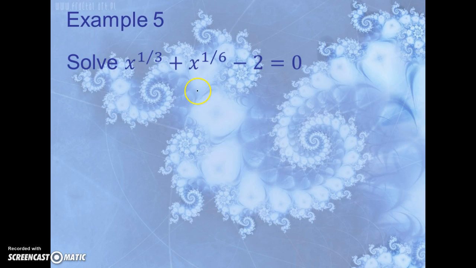As it so happens, if I just let u be x to the 1/6, this whole problem becomes u squared plus u minus 2. Now this suddenly went from something that's a disaster to something that looks really normal. We've dealt with this a whole bunch. It's going to become (u + 2)(u - 1). But remember, u is x to the 1/6.